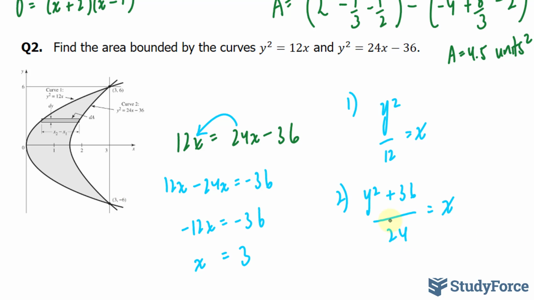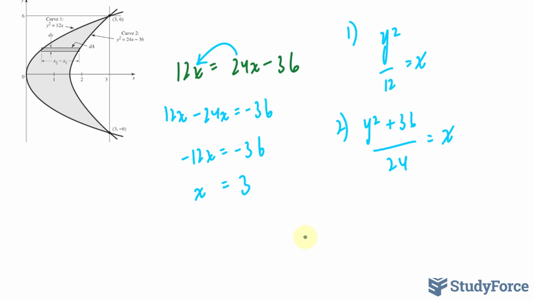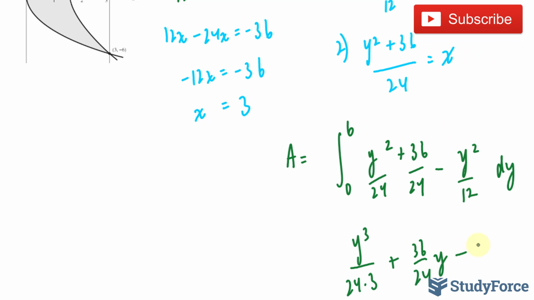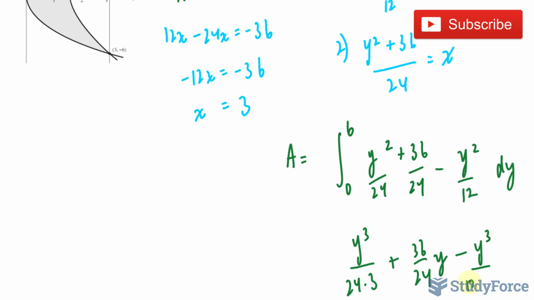So after subtracting these two, and since my strategy was to find the area of this and then just multiply it by 2, the area for the upper part of these two functions will be between 0 and 6. And now I have to subtract them, dy. Now I'll take the integral of each of these terms individually. This becomes y to the power of 3 over 24 times 3. This becomes 36 over 24 y. And this term integrates into y to the power of 3 over 12 times 3.